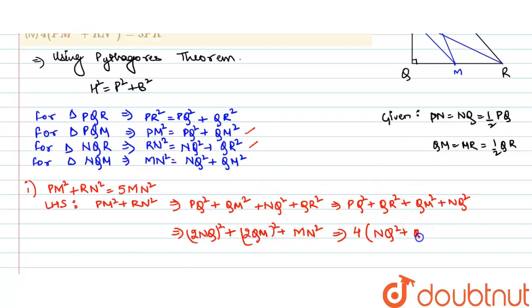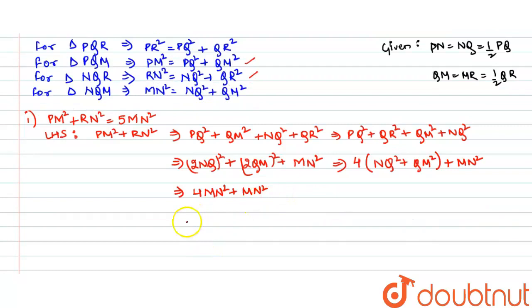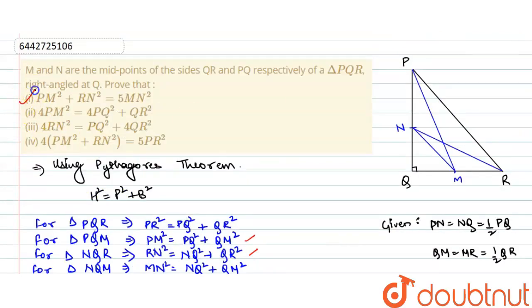So this MQ square plus QM square plus MN square is already there. So from here when we solve, this will come out to be 4 NQ square plus QM square equals MN square, so this will become 4 MN square plus MN square. Therefore this comes out to be equal to 5 of MN square, which is equal to the right hand side. Hence the first equation has been proved. So I will write it here: the first equation has been proved.